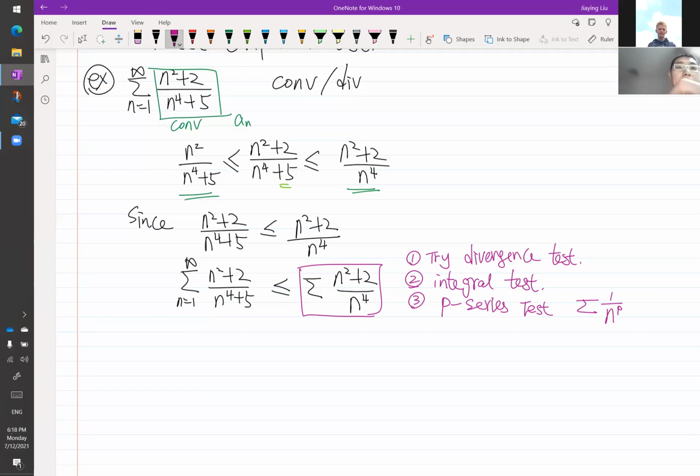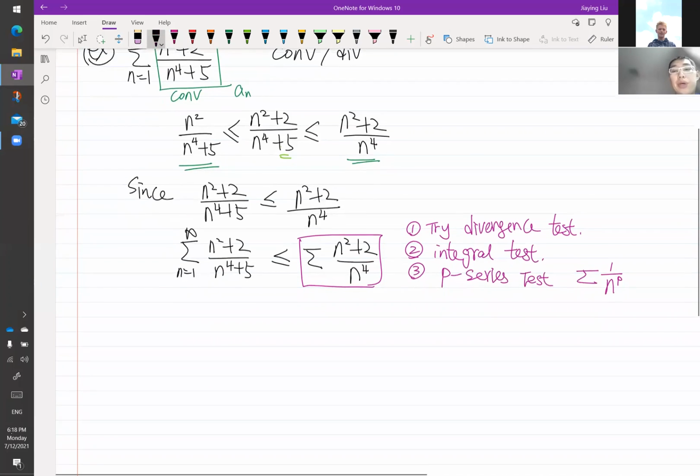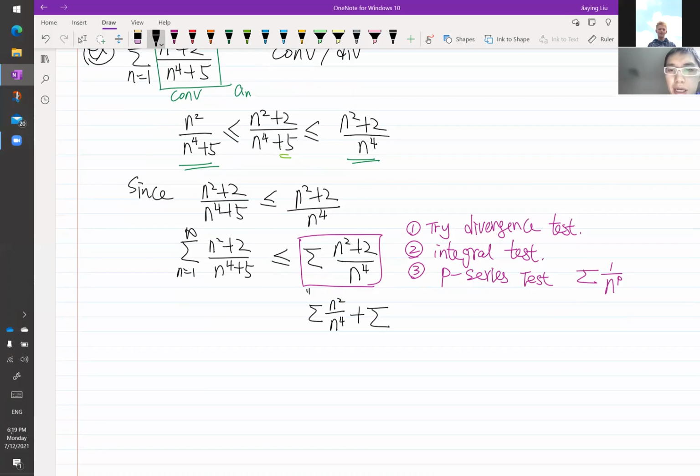But if you remember, a couple of lectures ago, we could take the series and split it into the sum of 2 series. So I could take this one and write it as sigma n squared over n to the 4th plus sigma 2, just a positive 2, divided by n to the 4th. If we split that, maybe I should take 2 steps. What I did is I split the fraction into 2 fractions first, and then I split the series into 2 series.